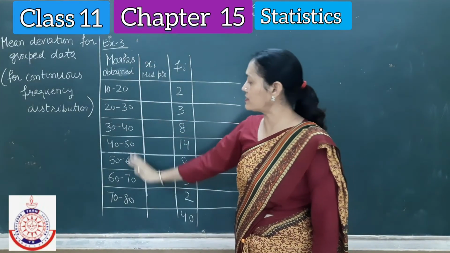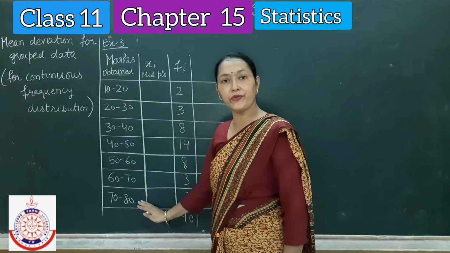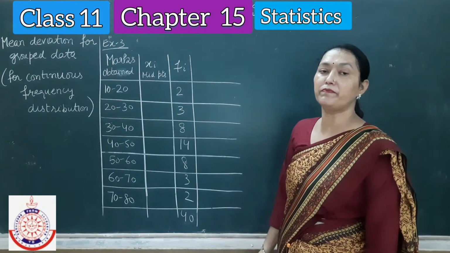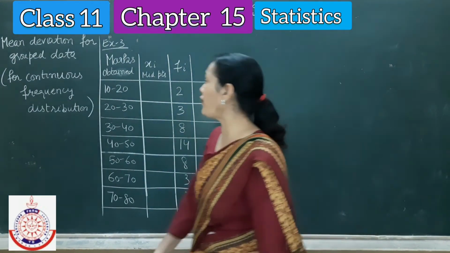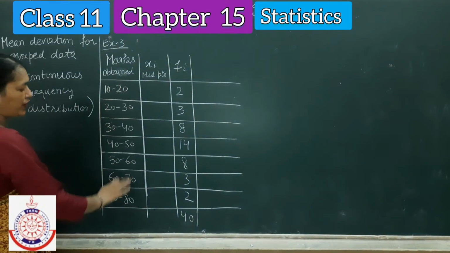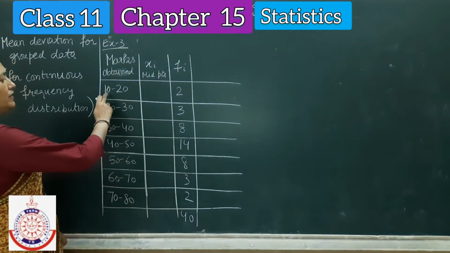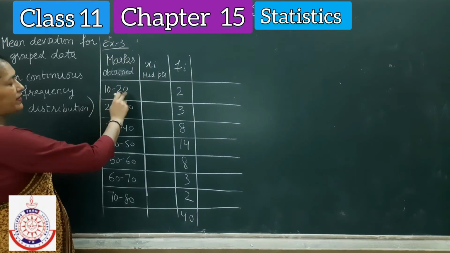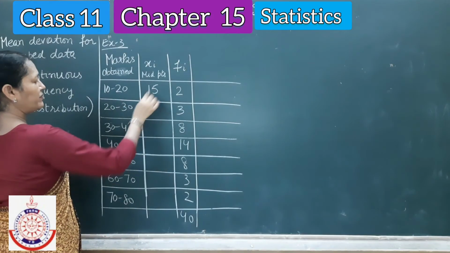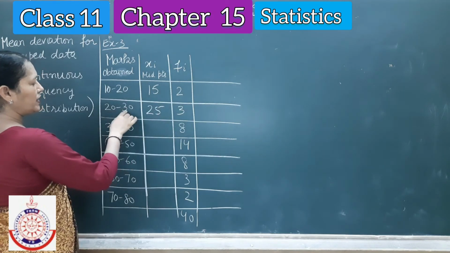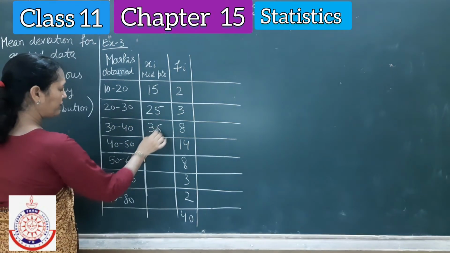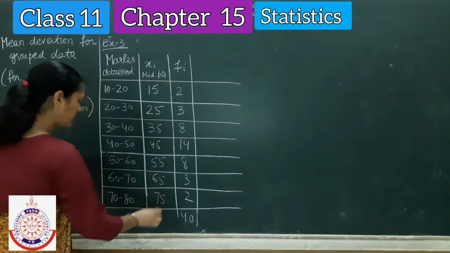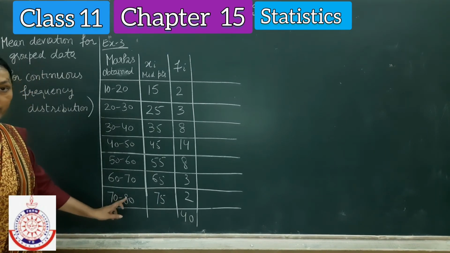Here, class intervals are given to you, and corresponding to class intervals, frequencies are given, and we have to calculate mean deviation about the mean. So first of all, calculate xi, means the midpoint of each class interval. 10 plus 20 upon 2. This you have learned in class 10th. Add the two values and divide by 2. So you will be getting mid values. 20 and 30, mid value is 25. 35, 45. So we calculated midpoints of these class intervals.